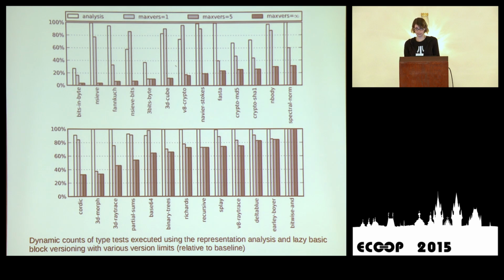So what's interesting here is that basic block versioning with 5 versions always does as well or better than the type analysis. And with 5 versions, we obtain something that is very nearly almost as good as with no limits on the number of versions. So we can have a limit of 5 and still get most of the precision. And on almost all of the benchmarks, we get a reduction in the number of type checks executed.